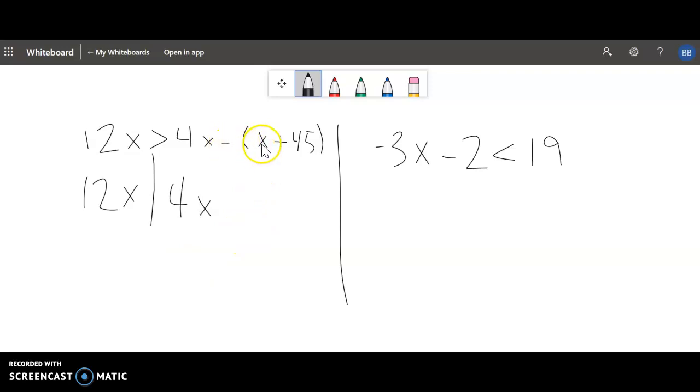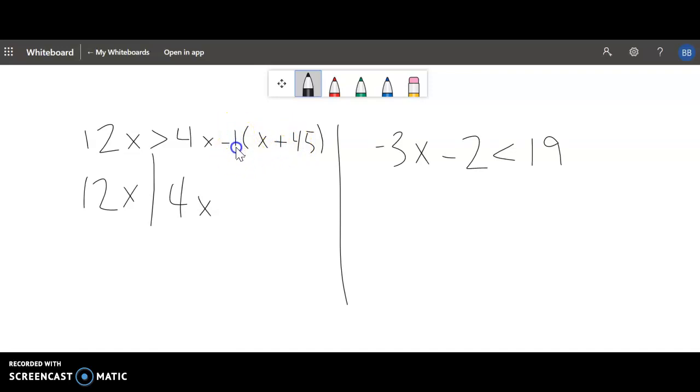So I have a minus, and I have parentheses. So what's going to happen is you're going to distribute this minus into these two things, and they're going to change signs. This is going to be a negative x. This is going to be a minus 45. So it's going to be minus x minus 45. And I'll show you why.